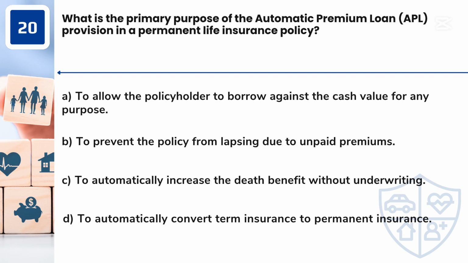Question 20. What is the primary purpose of the automatic premium loan, APL, provision in a permanent life insurance policy? A. To allow the policyholder to borrow against the cash value for any purpose. B. To prevent the policy from lapsing due to unpaid premiums. C. To automatically increase the death benefit without underwriting. D. To automatically convert term insurance to permanent insurance.